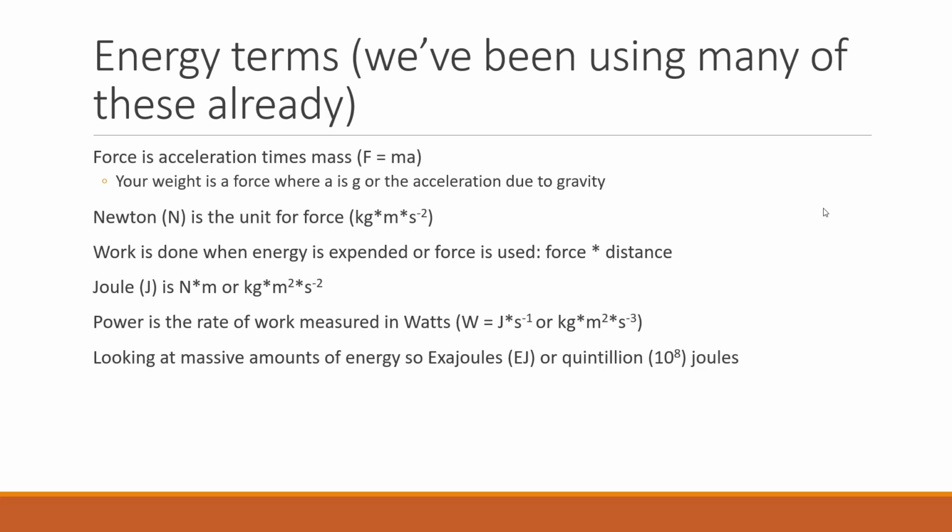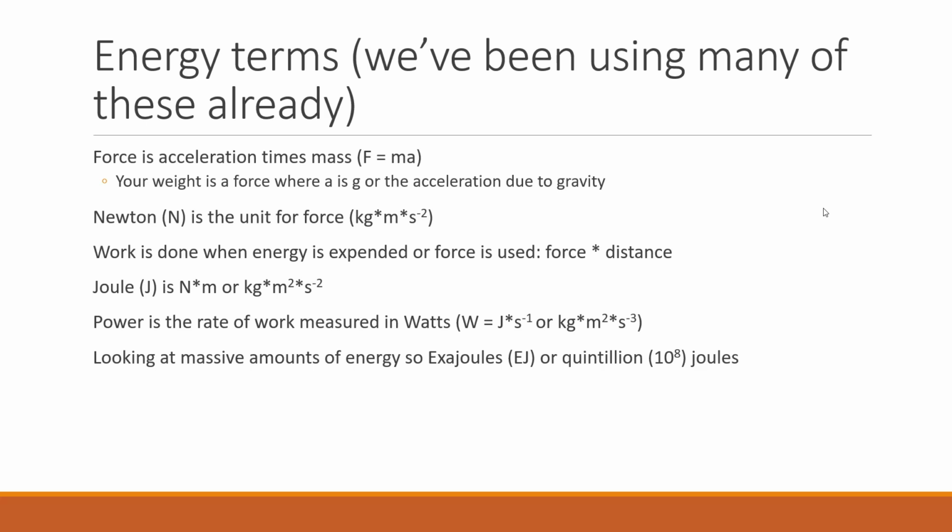Newton is the unit for force. So a Newton is going to be a kilogram times meter over second squared. Kilogram is going to be the mass, meter over second squared is the acceleration. Work is done when energy is expended or force is used, so that will be force times distance. So the unit for work will be joules, or Newton meters, or kilograms times meter squared over second squared.